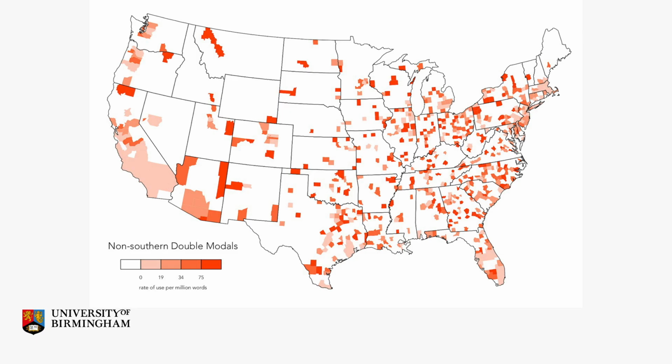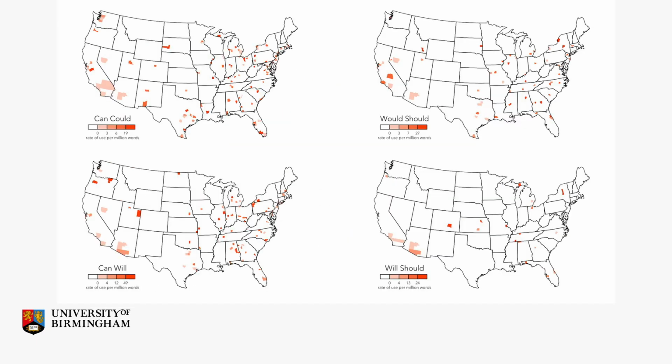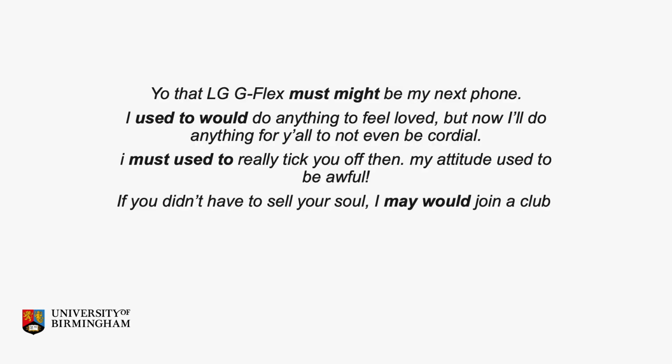Here's a few examples: can could, can will, should would, should, for example. Okay, all very unusual. Here they are in context. So you can just see that these are being used in ways that you can interpret the meaning of. These are not just sort of errors.